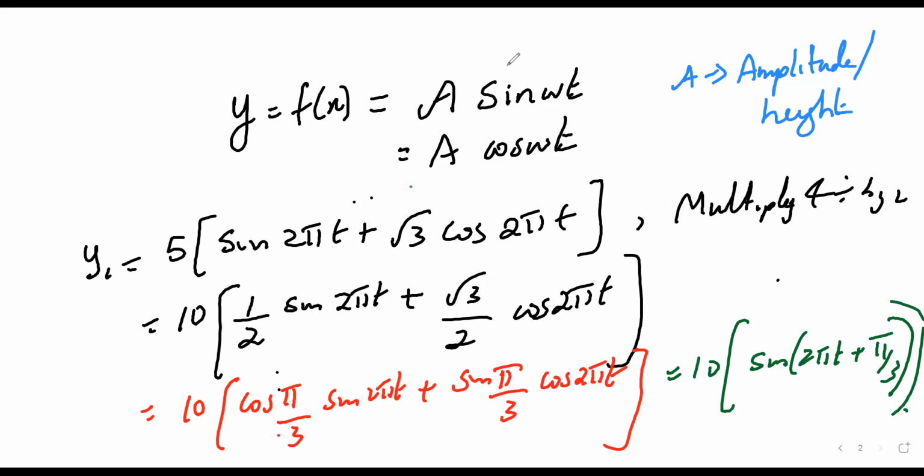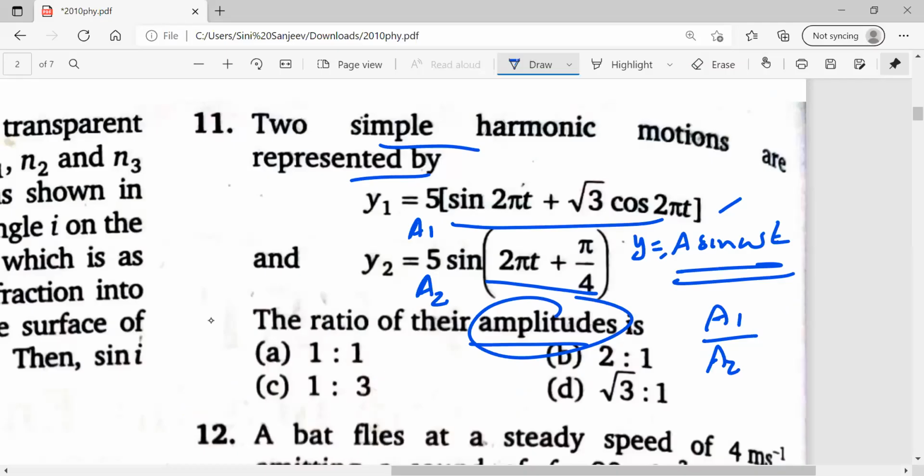But for me, I'm least bothered about what is there here. The most important thing for me is the 10, because for me, it is always finding the amplitude. So A1 value I got. A1 value is 10 I got. A2 value already is there, 5, because it is in correct form. Now I have to find just the ratio of their amplitude.